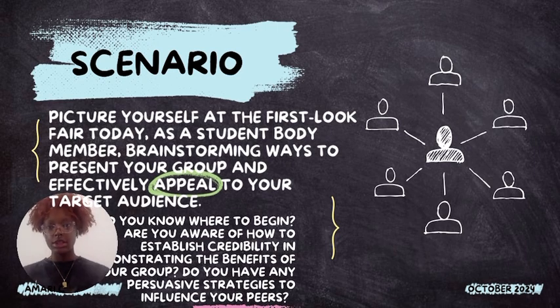So let's think of a scenario. First, picture yourself at a first look fair, and you're trying to find ways to present yourself to a group. You're a group member, a student, and you're trying to brainstorm ways to present your group to your audience. But as you're coming up with ideas in a group meeting with your members, do you know where to start? Do you know how to begin? Do you know how to establish credibility? Do you know the benefits of your group? Do you even know any strategies to persuade the audience you want to attract to join your group when you present yourself at a first look fair? These are questions you want to ask yourself when it comes to presentation at a first look fair, because if you don't know an ounce of information about your group, then your audience won't be attracted to you or want to join your group.